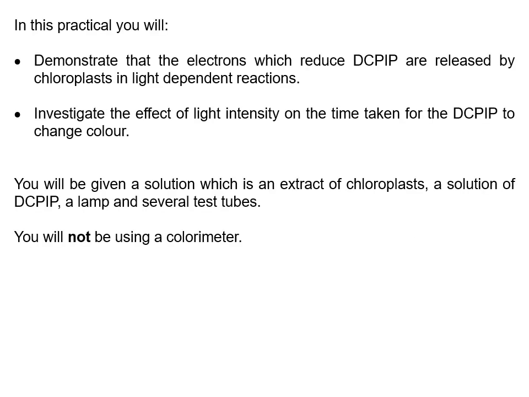So we're going to hopefully prove that it's the DCPIP that is reduced by the chloroplasts themselves, and also that it is the light that is causing this reaction. And we're also going to be investigating the effect of the light intensity on the time taken for the DCPIP to change. So how does light intensity essentially affect the rate of photosynthesis? We're going to have a solution of DCPIP, a suspension of chloroplasts, a lamp, many test tubes, and a stopwatch or a timer.